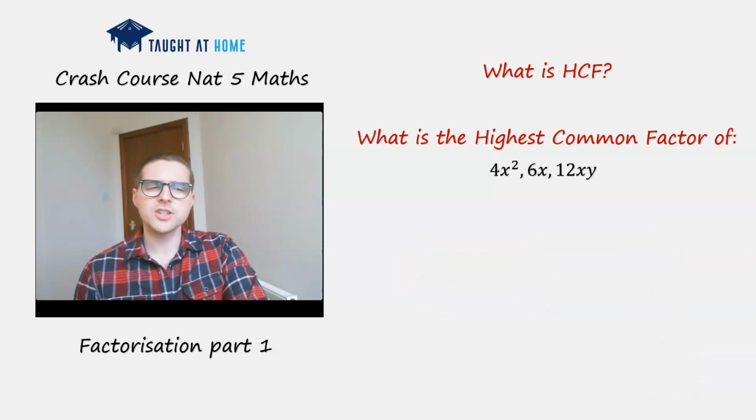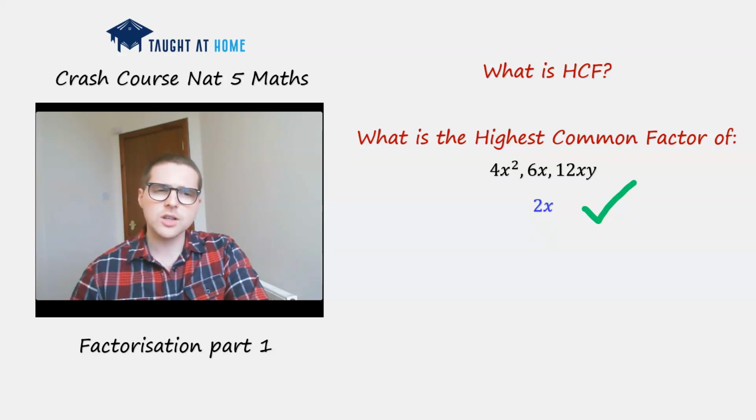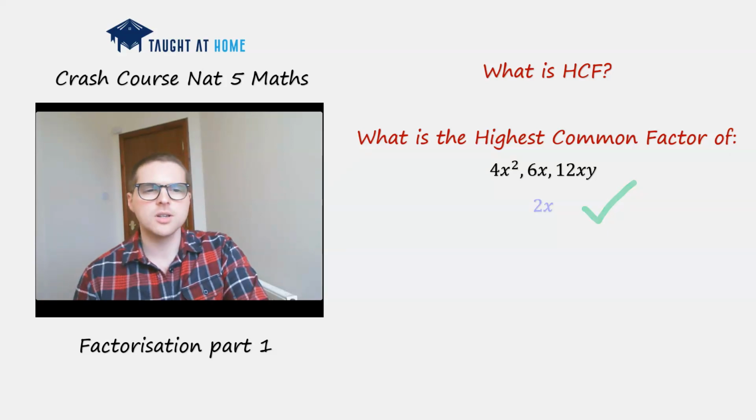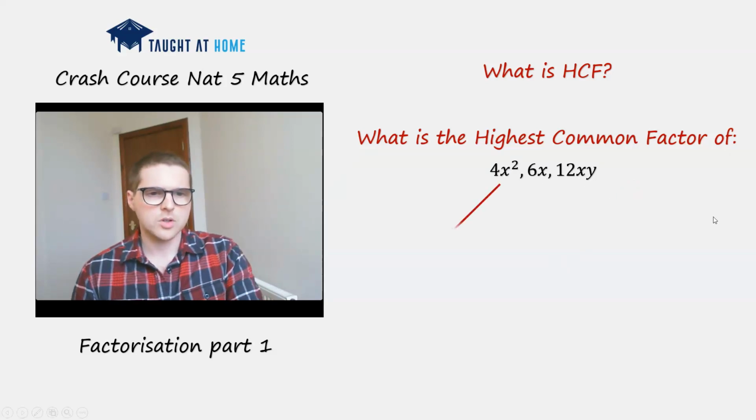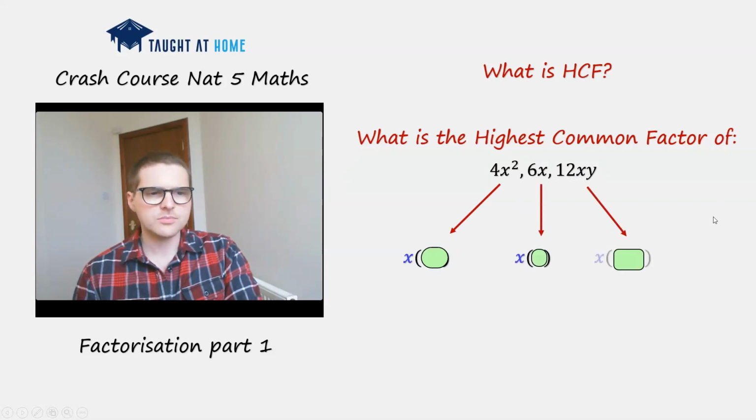How about this one? 4x squared, 6x and 12xy. Now, if you're quick, you might be able to say straight away that it's 2x, and in which case you'd be correct. But let's have a look at how we approached that. One of the methods is just to take it step by step. So first of all, we can say that we have an x that's common among these. So what we can do is take x out of each of these and put it in front of a bracket.